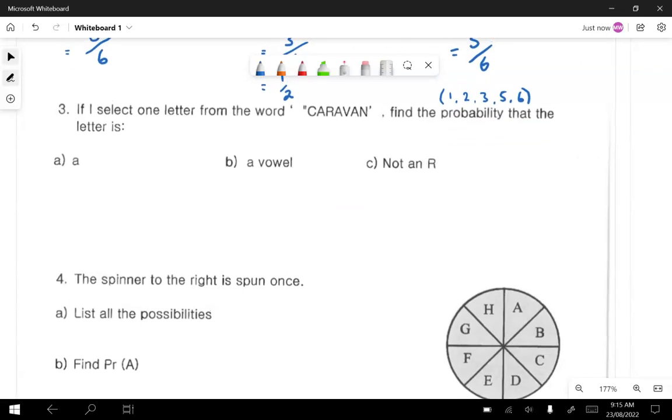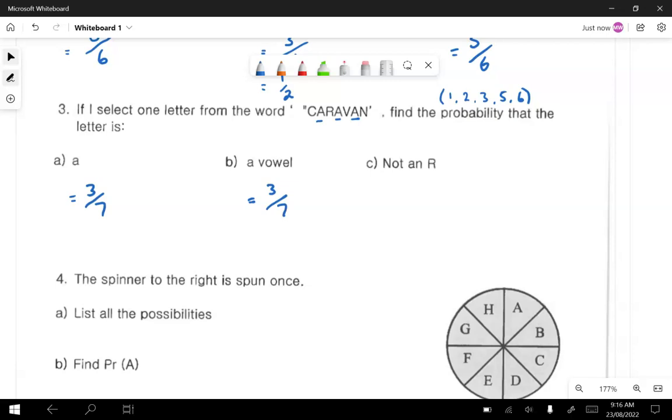All right, question 3. If I select one letter from the word caravan, find the probability that the letter is A. Let's have a look at it. If you have a look at this, we've got 1, 2, 3 letters up there to spell caravan, and you've got 7 letters altogether, so that would represent a 3 in 7 chance. What about a vowel? Let's go through and find all our vowels. Got a vowel, got a vowel, got a vowel. So it's looking the same again. We've got 3 out of 7 possible outcomes.